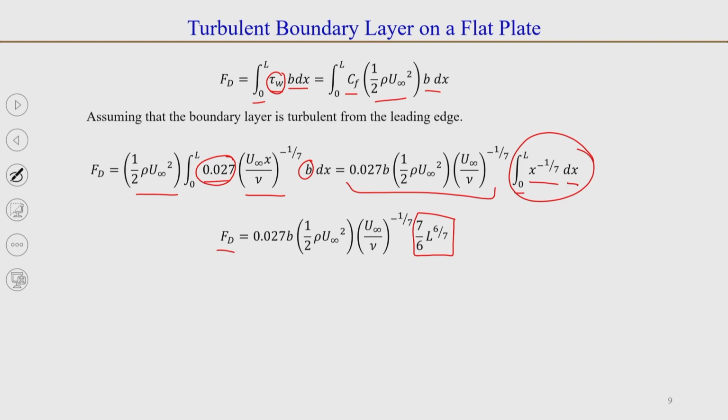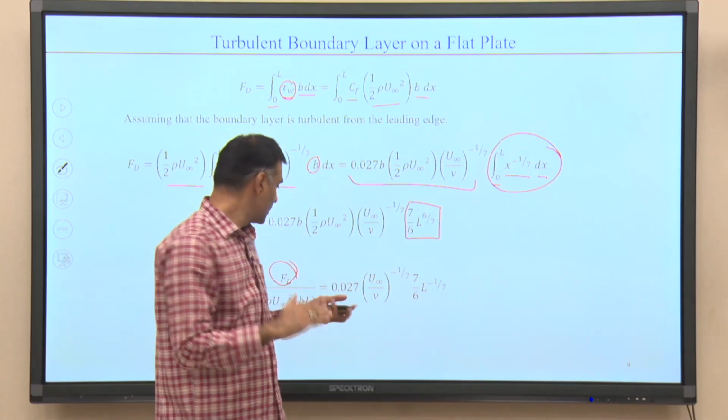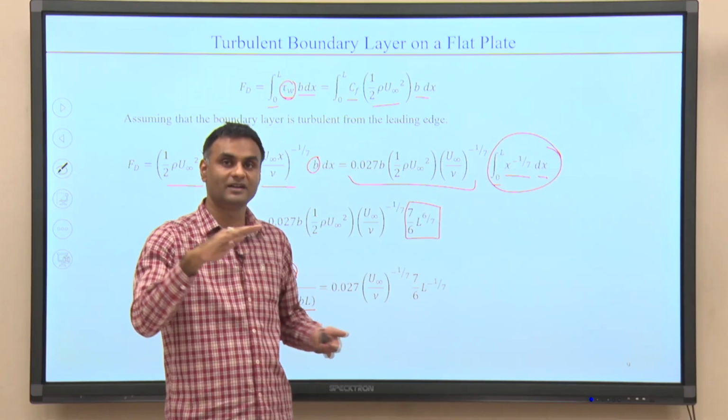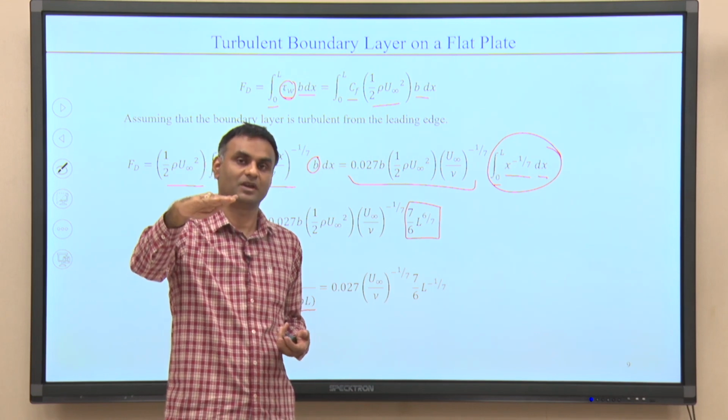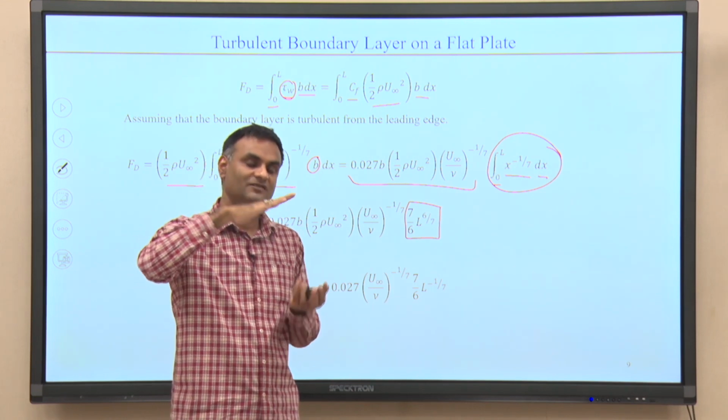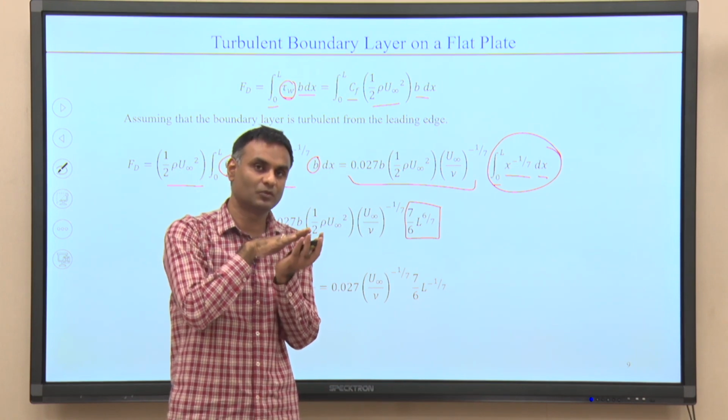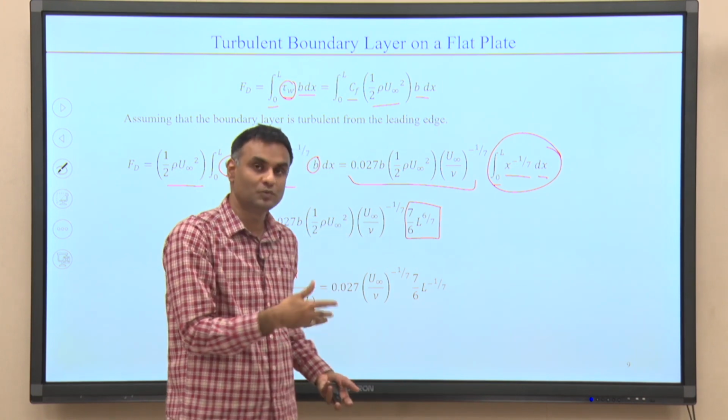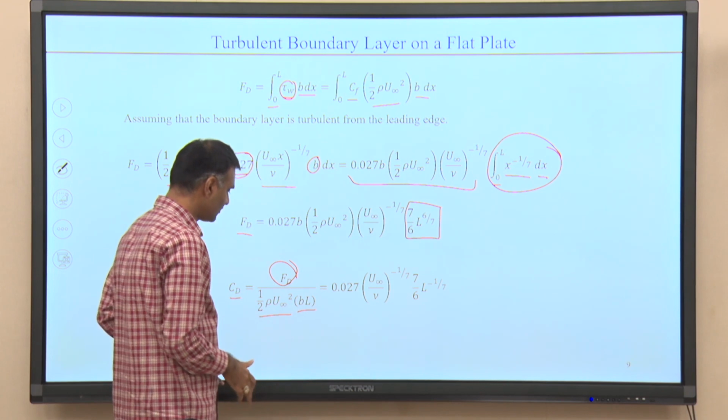Now, we can simplify this further and write this down in terms of drag coefficient. So, drag coefficient is drag force divided by half rho u infinity squared multiplied by wetted area. Remember that for a flat plate which is aligned with the flow, we use the wetted area, and in this case we assume that flow is happening only on one side of the plate. If the flow is happening over both sides of the plate, then this will be 2 BL, but here we assume that it is only on one side of the plate.